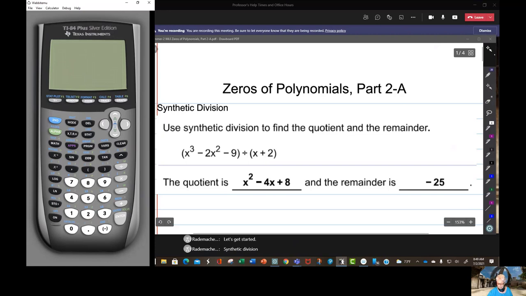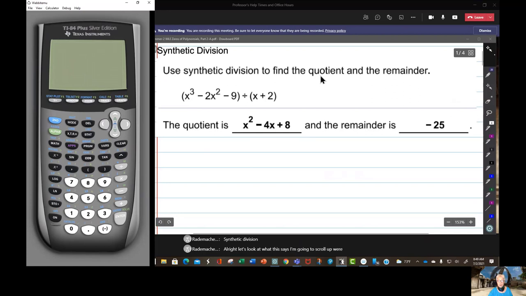Right now, let's get to synthetic division, a very necessary skill. All right, let's look at what this says. I'm going to scroll up. We're being asked to find the quotient and the remainder, and notice that I included the answers. But they'll come later. Right now, we have to figure out how they got the answers.